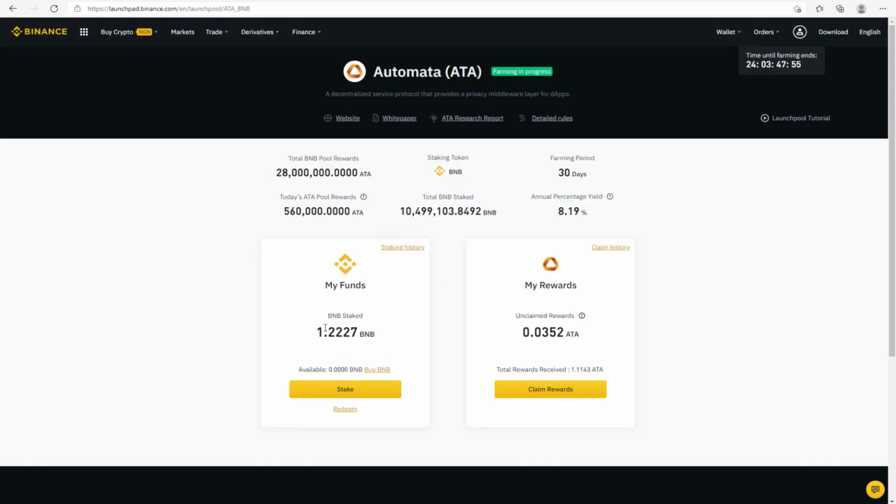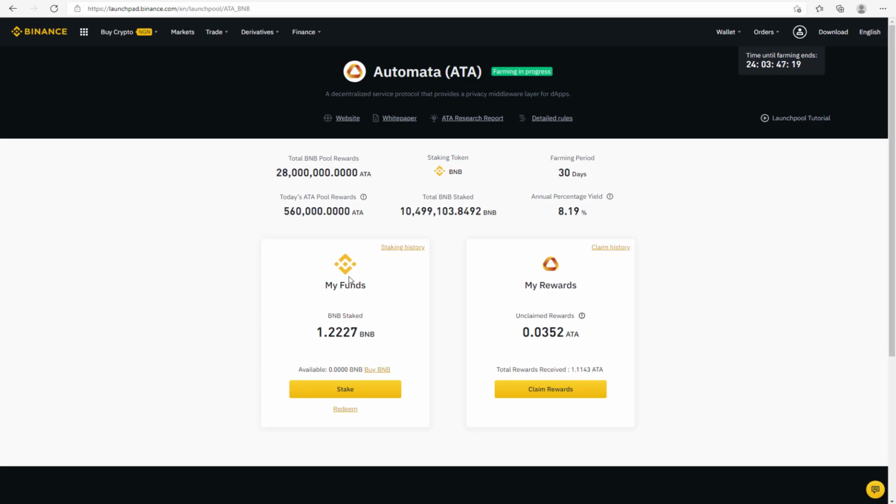Once you click on stake, you would have this appearing, and above here it would show the details of the pool. Currently, ATA has a total of 28 million tokens in this pool, with a total reward of 560,000 ATA to be claimed from this pool, and the total BNB staked for this project so far is 10.4 million BNB. The farming period is 30 days. On my top right corner here, you can see that we still have 24 days to farm this product.